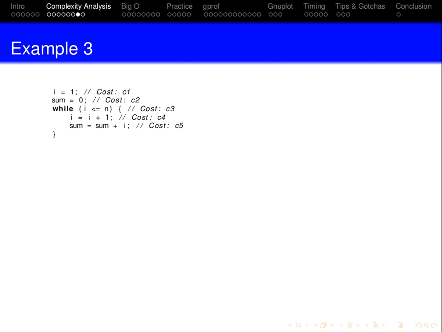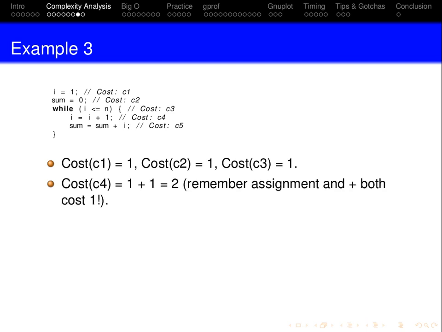Hey, how about this? Now we're going to start doing it ourselves. What's the cost of C1? 1. Cost of C2? Okay, also 1. So I'm going to go ahead and give you those. Less than or equal is actually one operation inside the architecture. What's the cost of C4? And the cost of C5? Cost of C5 is, where's the third one? I only see 2.